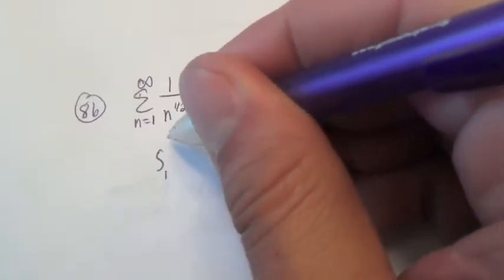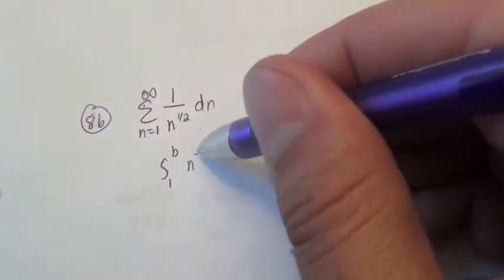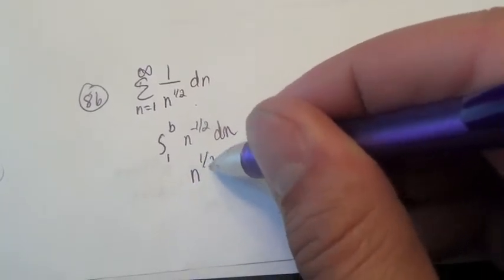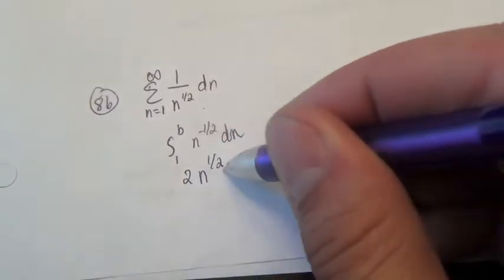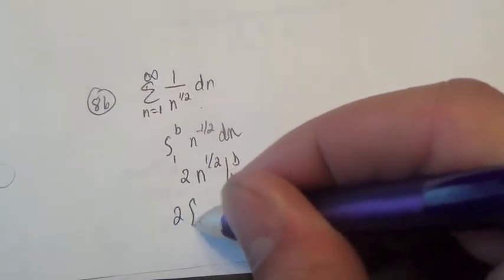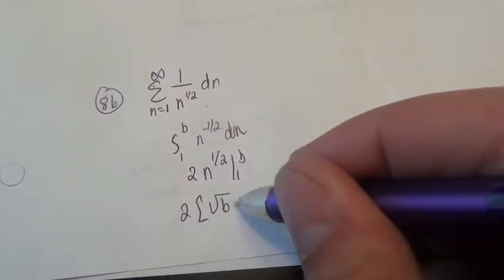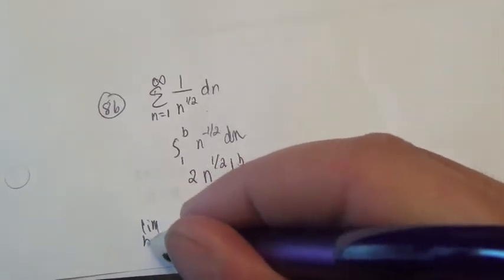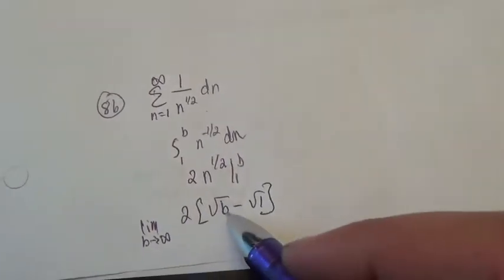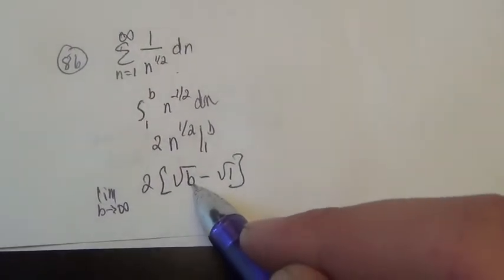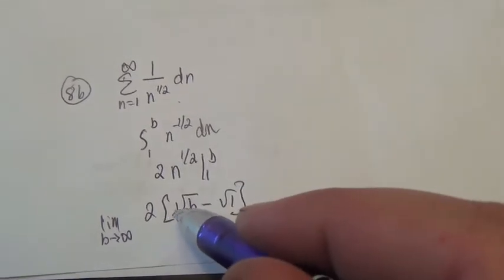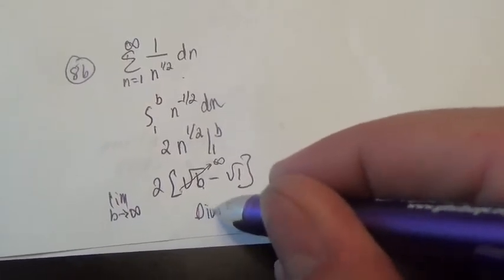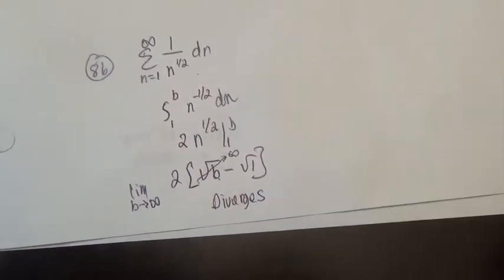So you're going to go from 1 to b. This is n to a -1/2. Do your antiderivative, so you're going to get n to the +1/2. We divide by a half, which is multiplying by 2, from 1 to b. Plug in your upper limit, so that's 2 root b minus 2 root 1. Calculate your limit as b goes to infinity. As b gets bigger and bigger, the square root curve gets larger and larger as well. Therefore, like it should, this diverges.